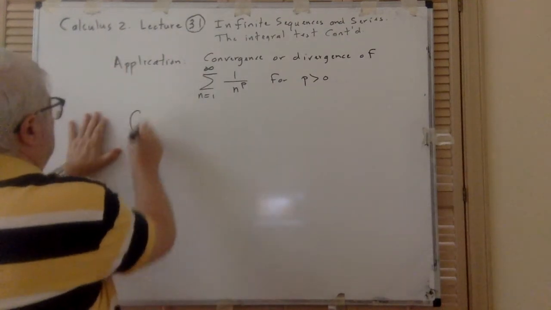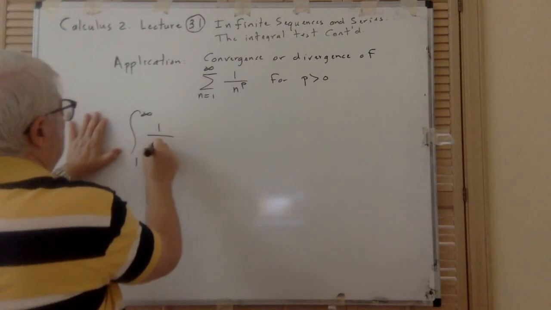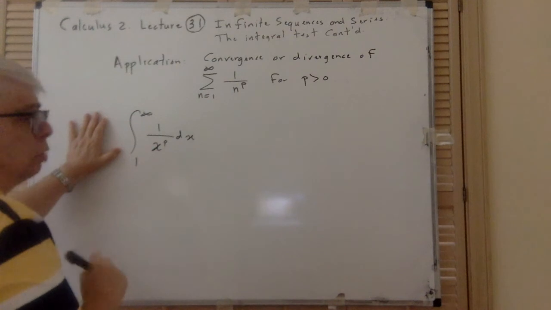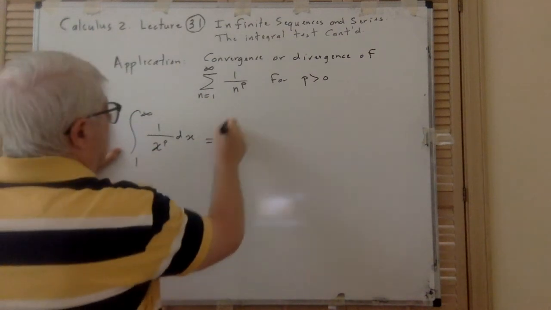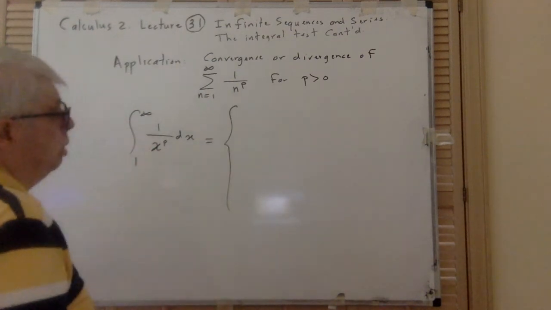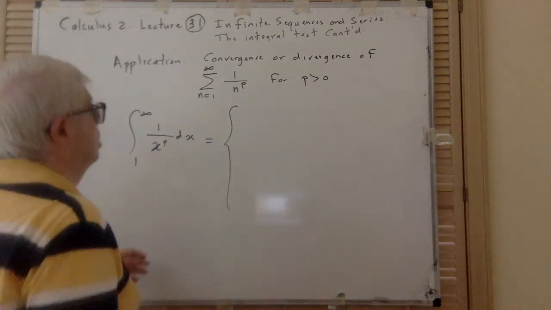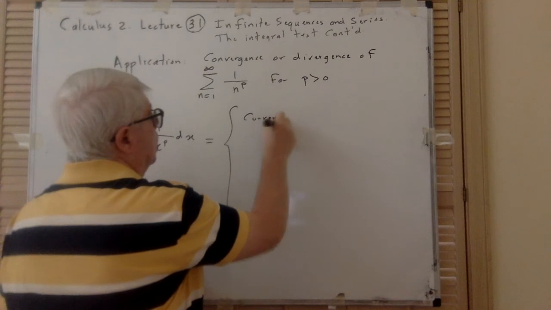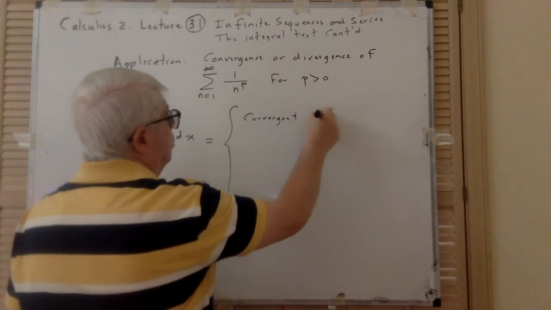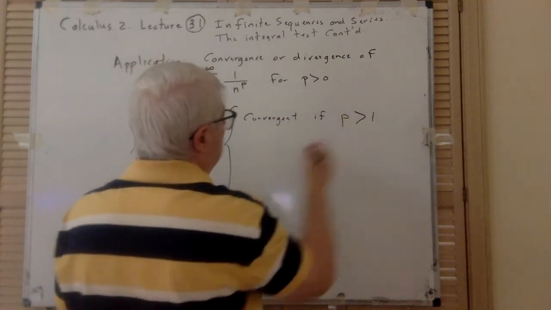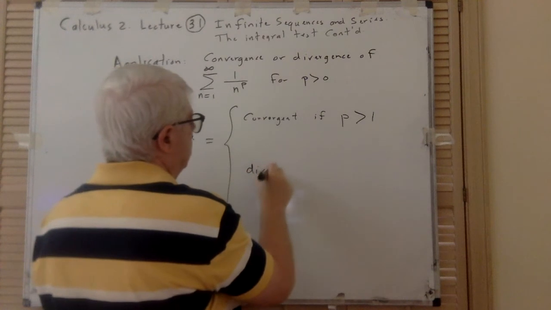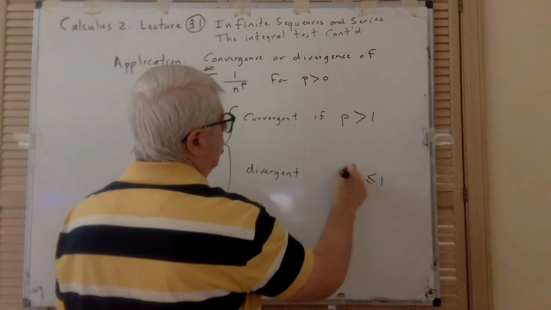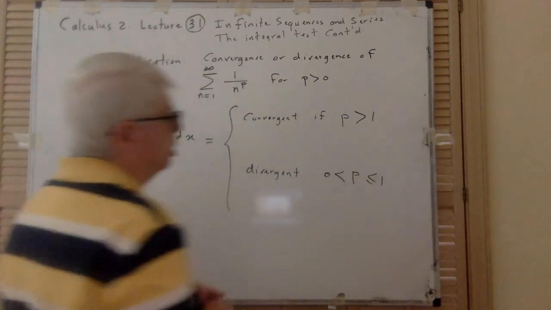We have to look at this integral from 1 to infinity of 1 over x^p dx, and we just need divergence or convergence, that's it. So let's go back to improper integrals. Remember, this is convergent if p is bigger than 1, and divergent for p less than or equal to 1, and remember p should be bigger than 0.